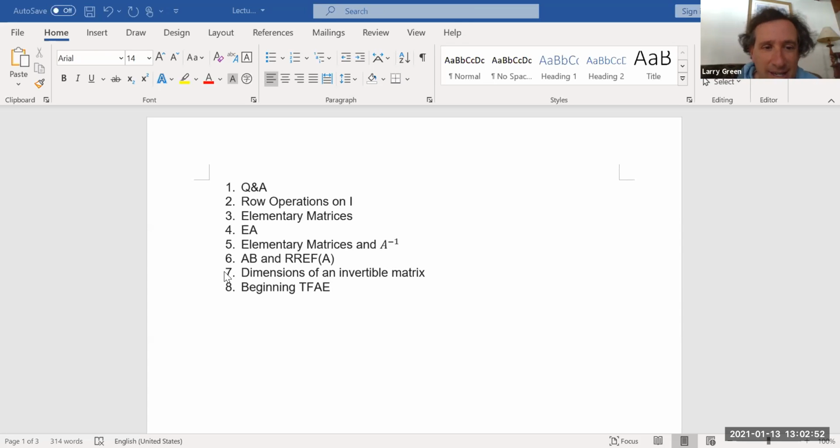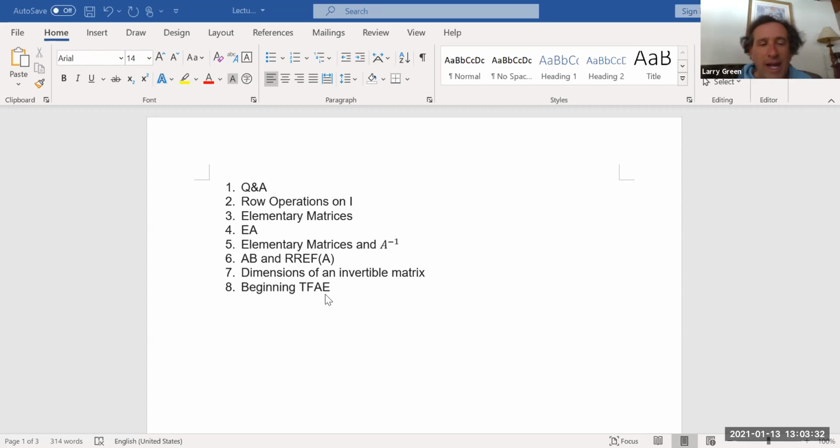After that, if you have a product of two matrices, A times B, and you look at RREF of A, what kind of relationship is there? We'll see there's some relationship. Then we'll ask, what are the dimensions of an invertible matrix? For example, can you have a 5 by 7 matrix that's invertible? If A is 5 by 7, is there a B such that AB is the identity and BA is the identity? We'll find out there are special requirements for a matrix to be invertible.